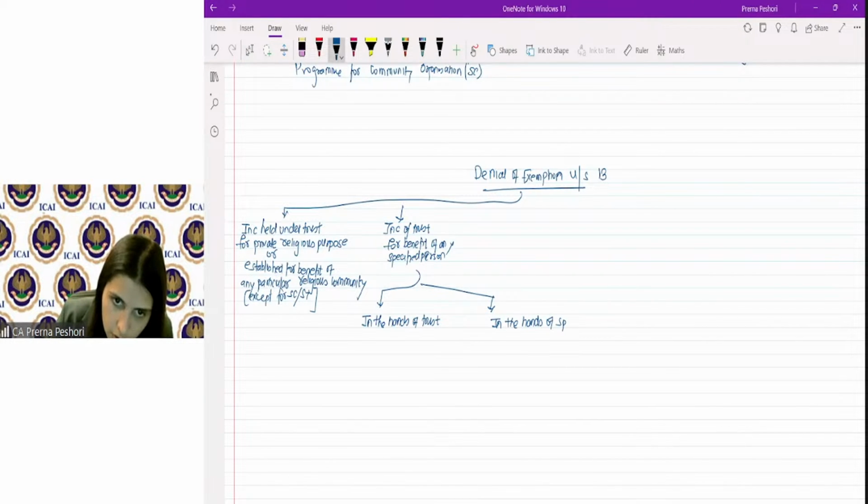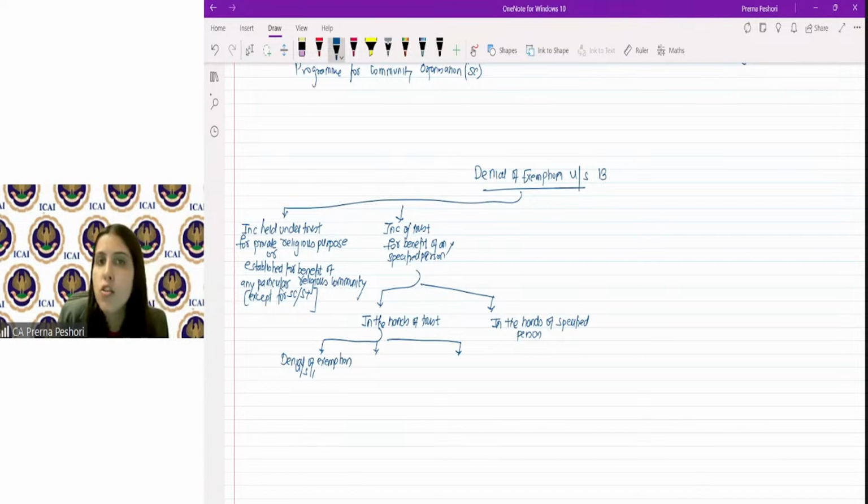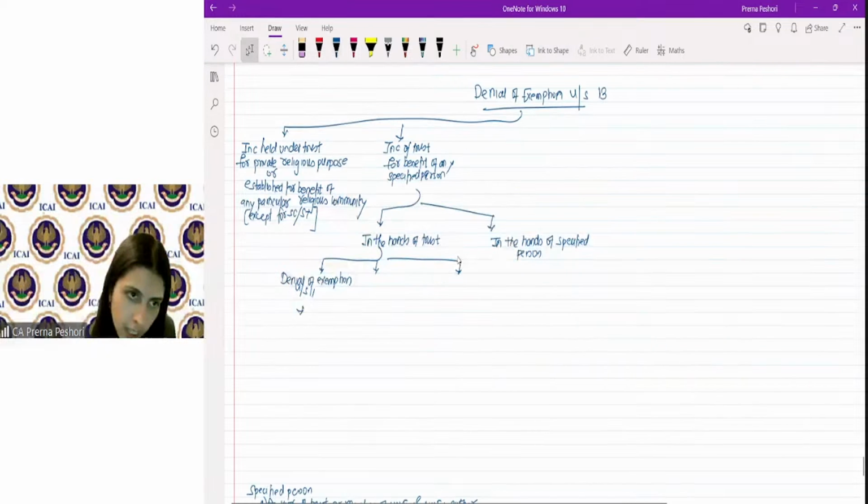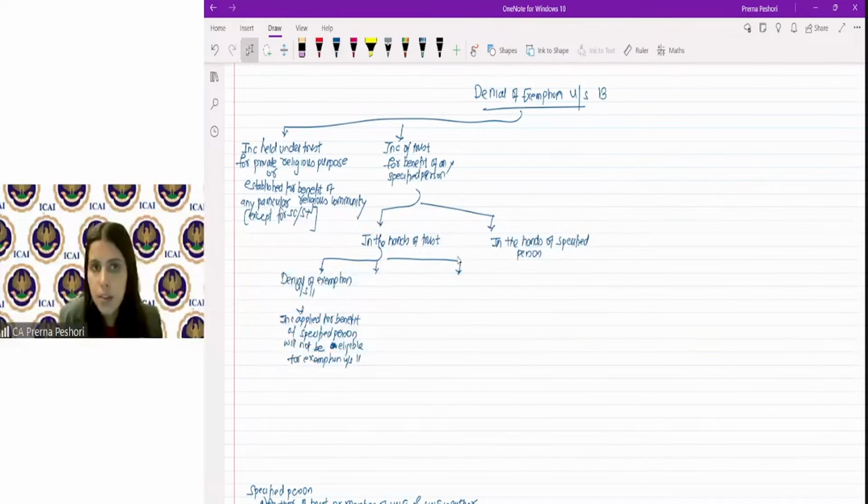This is in the hands of a specified person. In the hands of the trust, there will be three implications. One is denial of exemption under section 11. So the income applied for the benefit of a specified person will not be eligible for exemption under section 11. So in that particular case, you will not get the exemption under section 11.